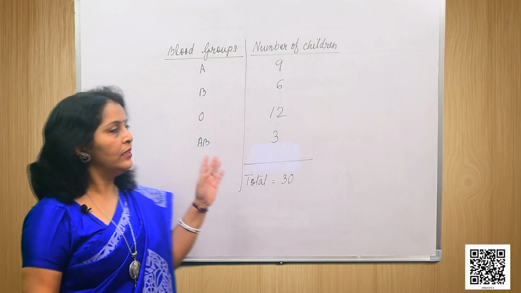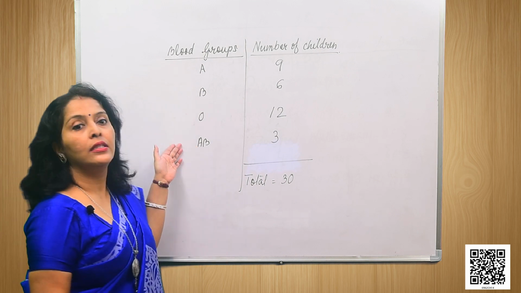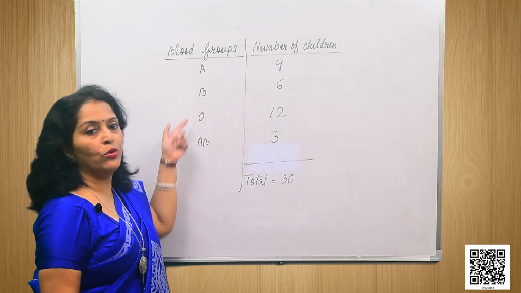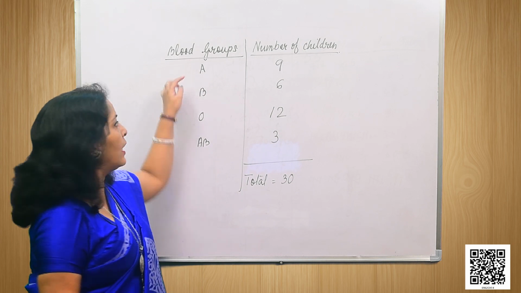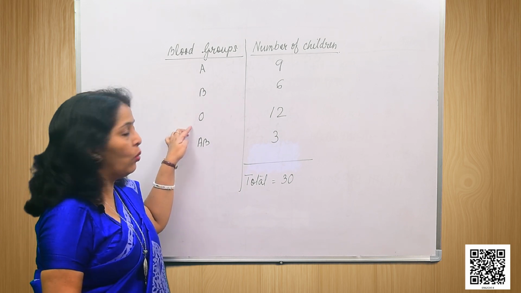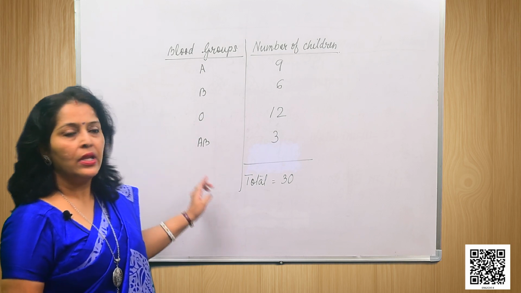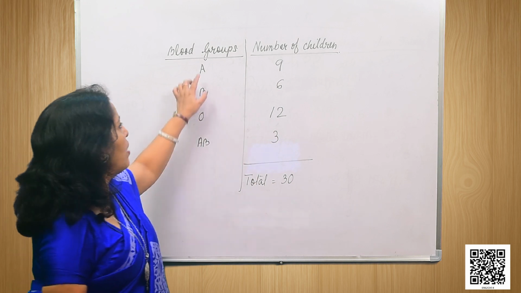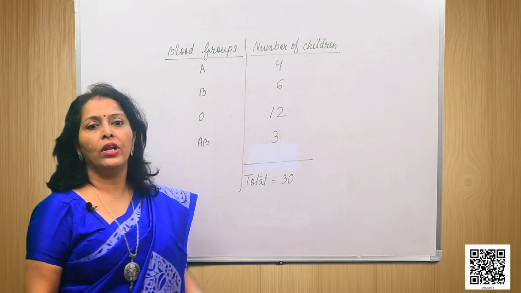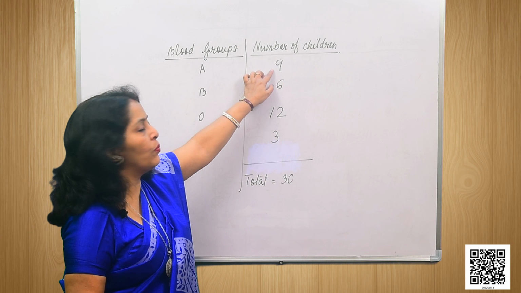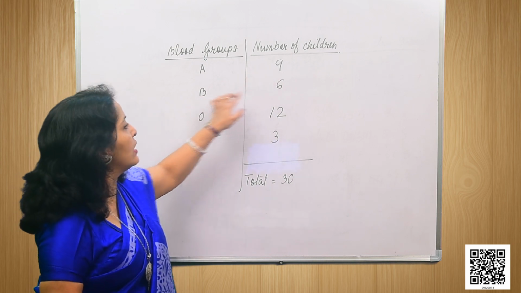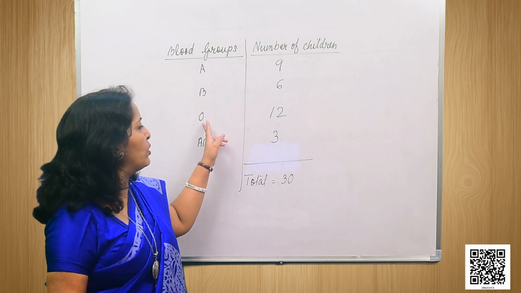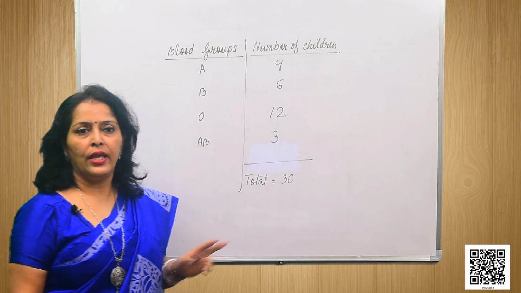You can see here, this side I have made the column with the blood groups. So there were 4 blood groups in the list. They are A, B, O and AB. And this side I have calculated the number of children in each group. Now for A, I have seen that there are total 9 children with group A, 6 children with group B, 12 with O and 3 with AB.